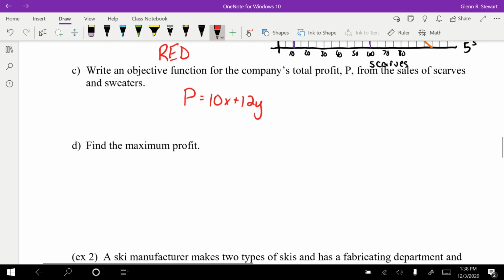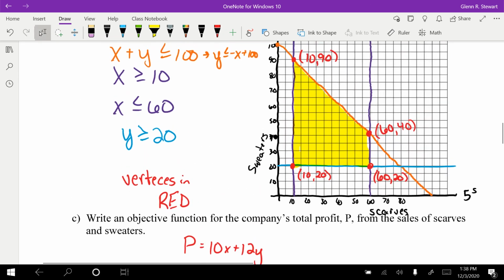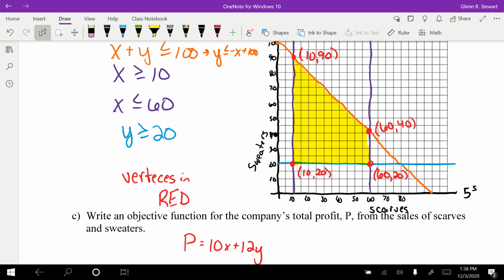You might think to yourself, well, why do we need this? We need this because of our inequalities. Where we put our vertices, we're actually going to put those into our profit function and determine how much profit we're going to make, or what our max profit's going to be.